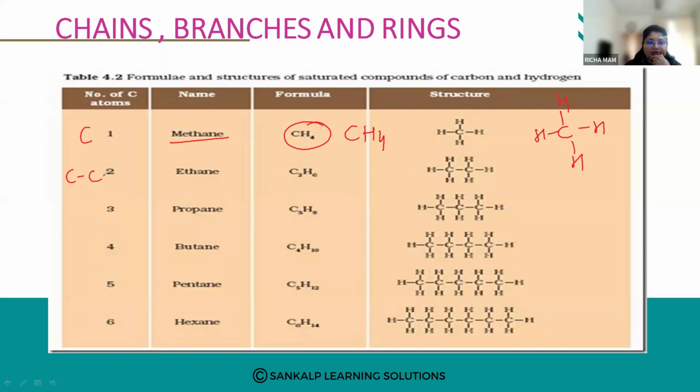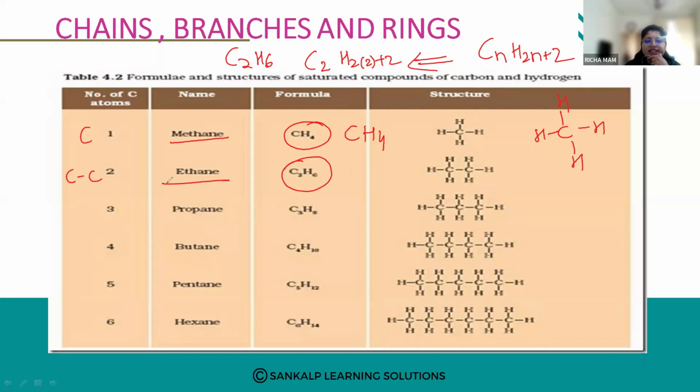When you have 2 carbon atoms, you have to follow the rule CnH2n+2. Put n equal to 2, the number of carbon atoms. So what will be the formula? C2, H 2 into 2 plus 2, so it will become C2H6. When you have the formula C2H6, the name of the compound is ethane. The structure will be C, C, and H, H, H, H, H, H. Like this. So this is ethane.